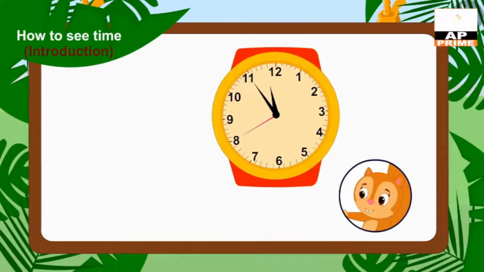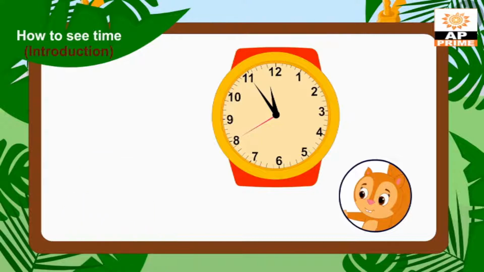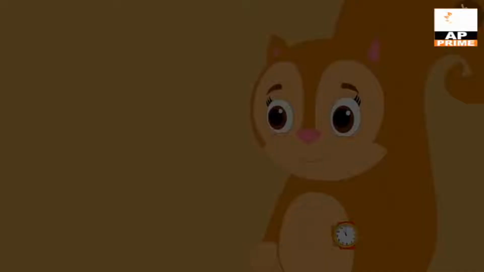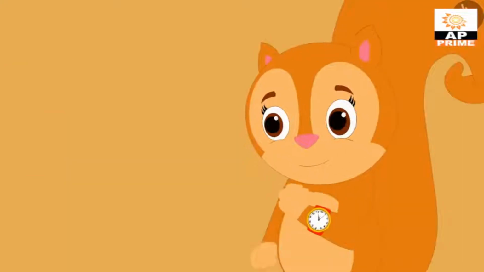Now this is very easy. Whenever we want to tell the time in the watch, just call the hour and minute numbers together. In this way, it is 11 hours and 55 minutes in Chanda's watch. Chanda also learned to tell the time with you.